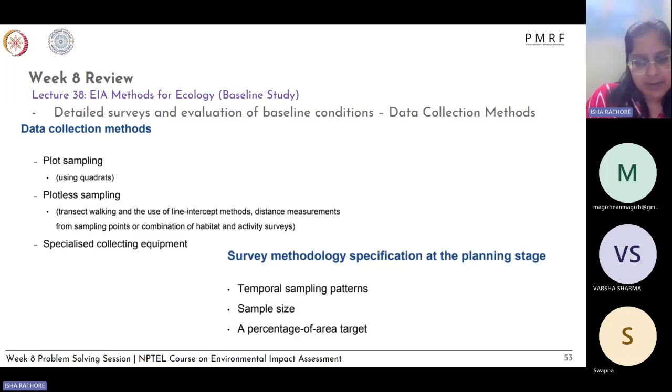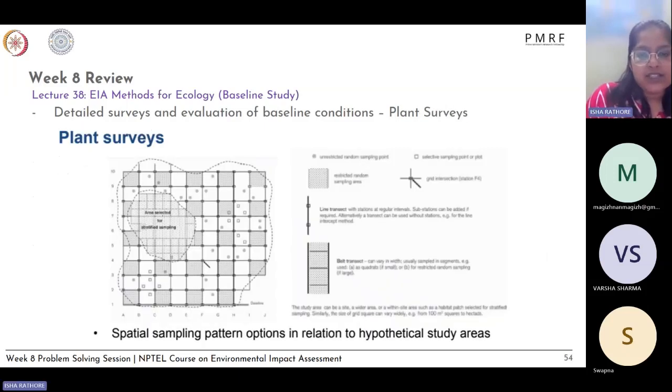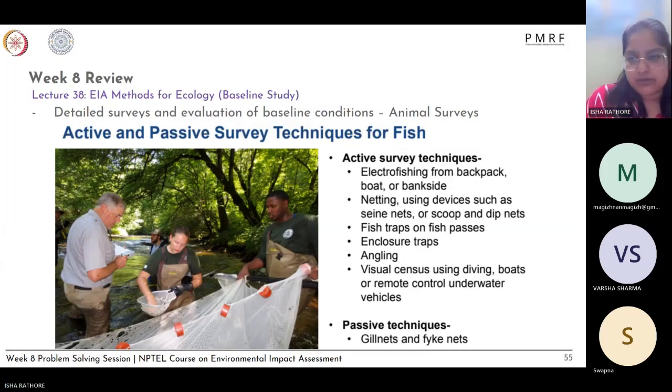Then survey methodology specification at the planning stage. It looks at temporal sampling patterns, the sample size, and the percentage of area targeted. So plant surveys, for example, can be done when quadrats are specified. So you have specific quadrats and you see how much area is being studied, and then what species are found. A single quadrat can be used, or you can have something like a belt quadrat as well. Then you can look at transects also at some point.